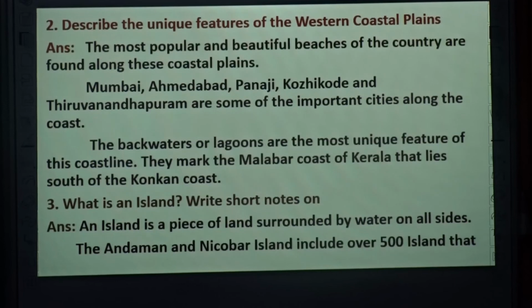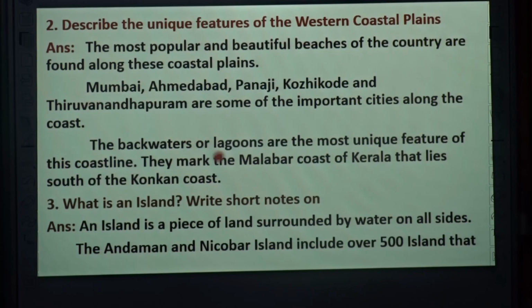The second question, describe the unique features of the western coastal plains. The most popular and beautiful beaches of the country are found along these coastal plains. So in the western coastal plains, beautiful beaches are present. For example, Mumbai, Ahmedabad, Panaji, Kozhikode and Thiruvananthapuram are some of the important cities along the coast. So these are some of the important cities present in the western coastal plains.